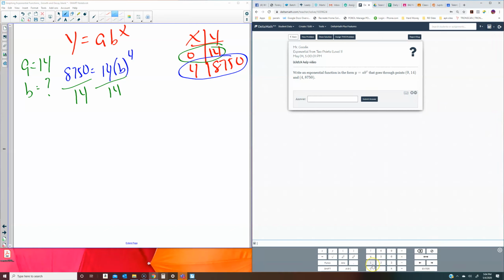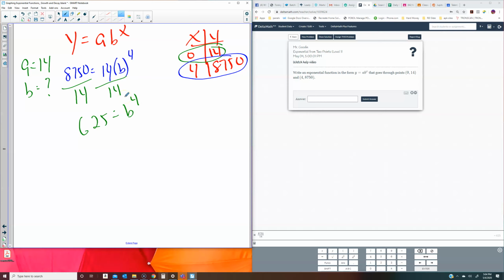Let me see, calculator here right at the bottom. So if we do 8750 and divide that by 14, we wind up with this number, 625. And that's going to be equal to b to the 4th. Now, I haven't taught this to you guys yet, but it's very easy to understand. We got to get this b to the 4th out of here. We got to get rid of this 4.